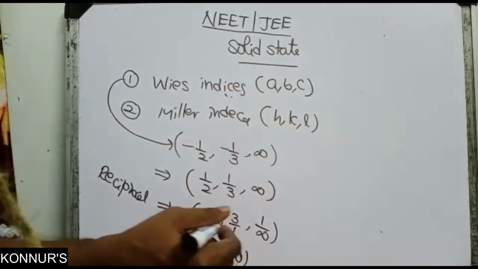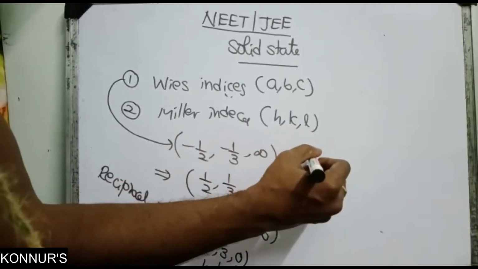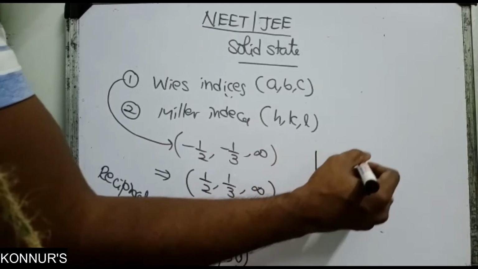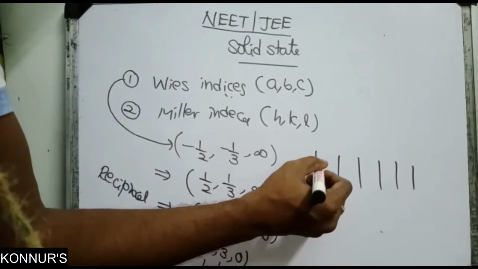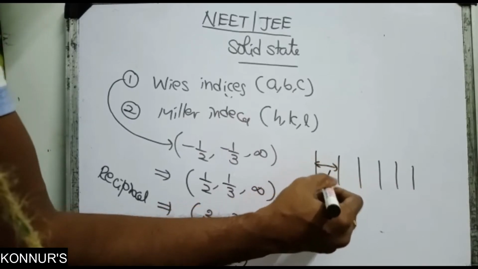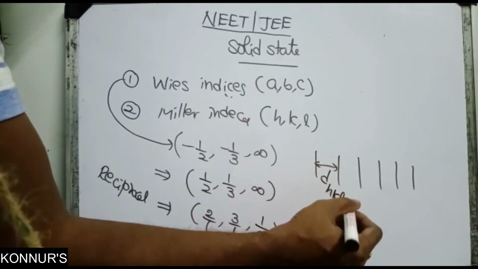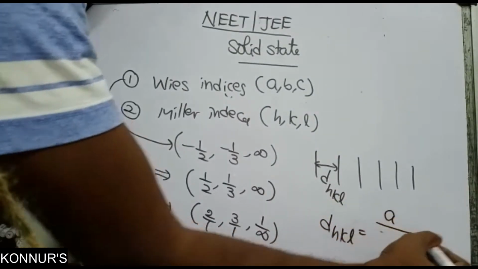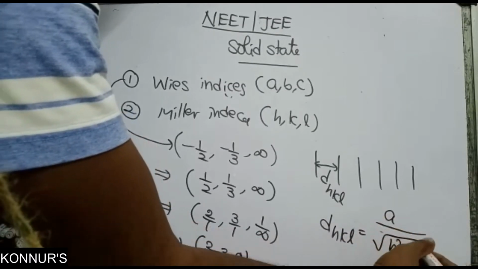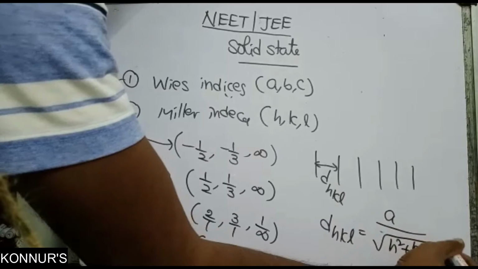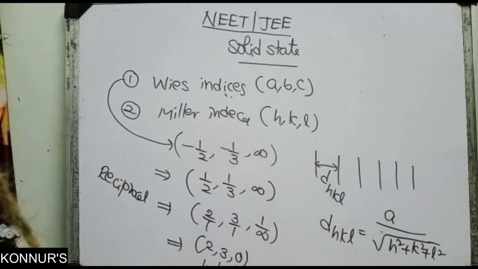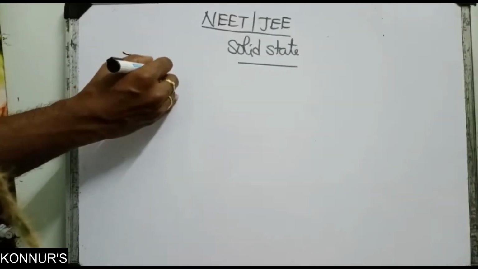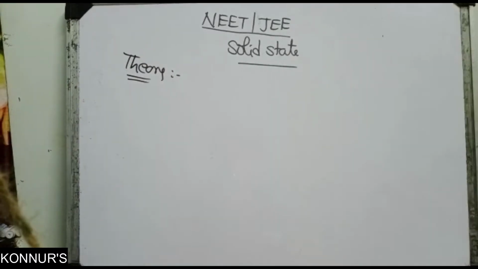Next, the importance of HKL: Miller indices means one formula they can ask. Suppose the crystal has parallel layers; the distance between two successive layers you can take as DHKL. The formula is DHKL equal to edge length a by under root of H square plus K square plus L square. The Miller indices are based on theory.